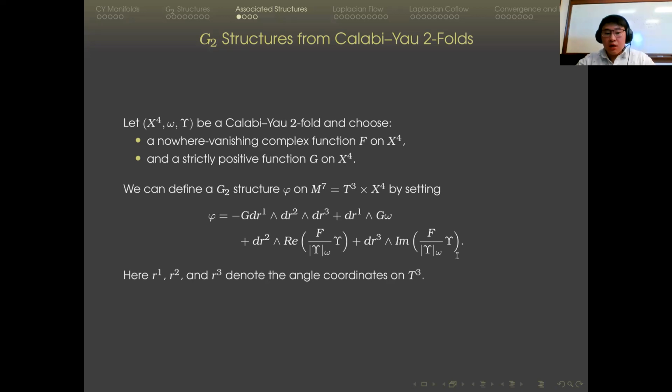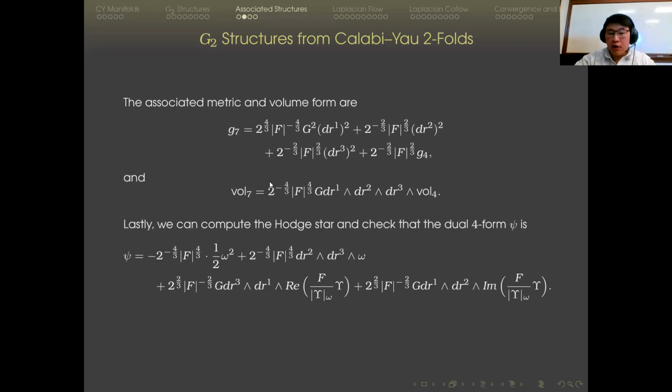Anyway, this gets us our G2 structure. You can check everything in coordinates, and if we do so, we can also compute what the metric looks like and the volume form and all the other things. So if we do that, we can see that we get this sort of warped product, right? We can see that R1, the angle coordinate, is sort of distinguished from the other two. It has a different coefficient in front of it. R2 and R3 have the same coefficient as the base manifold.